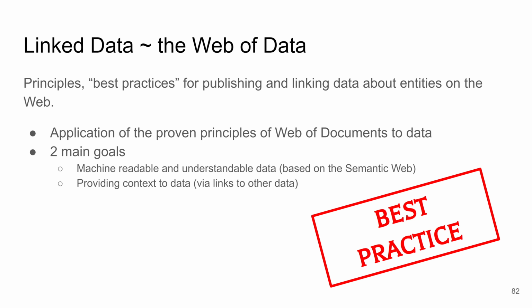It is the application of the proven web principles to data, and it has two goals. One goal is machine understandable and readable data based on the semantic web, which means explaining properly what is in the data. And the second goal is linking to other data sets published or other data entities published by other publishers, providing context in the same way that you have links from one document to another on the web.